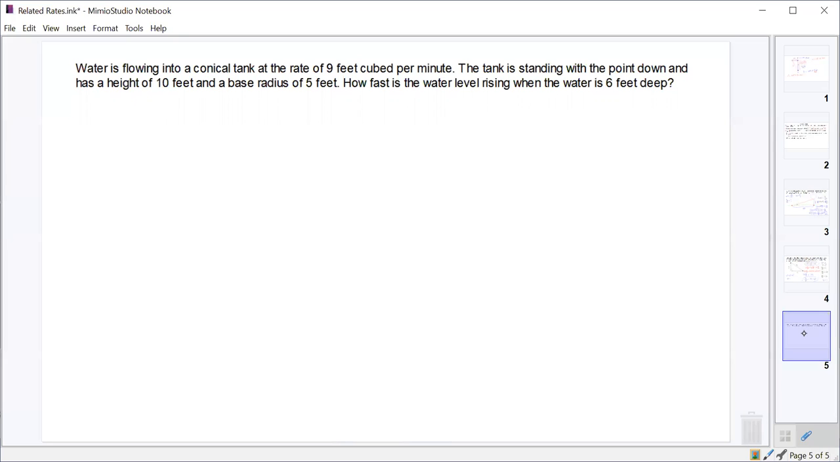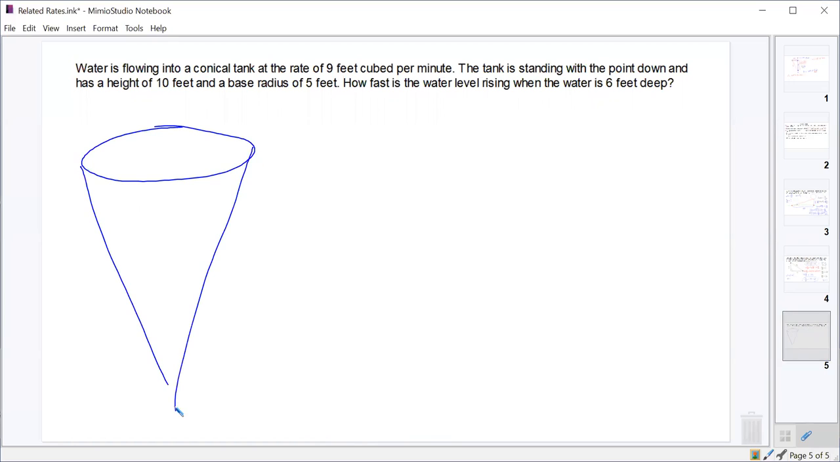All right. So what do we have here? We've got a conical tank. We've got a cone and the point is down. There's my cone with the point down. Everybody good there? It's a cone with the point down. Okay. What do we know about this?